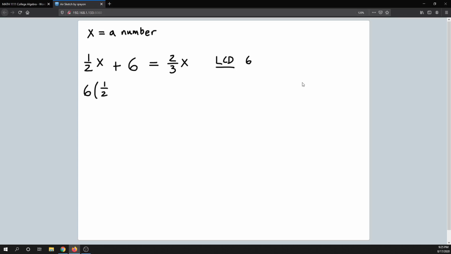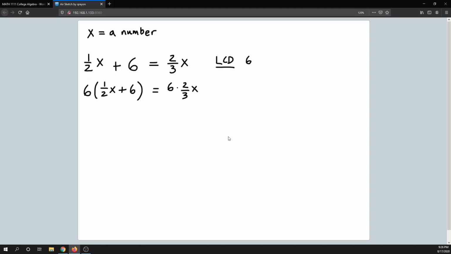Over here on the left side, I am going to put that in parentheses since I have multiple terms. Over here on the right side, I don't need to do that because I only have one term here.